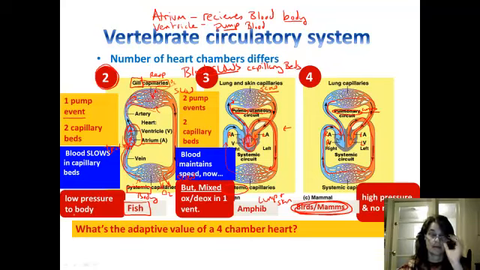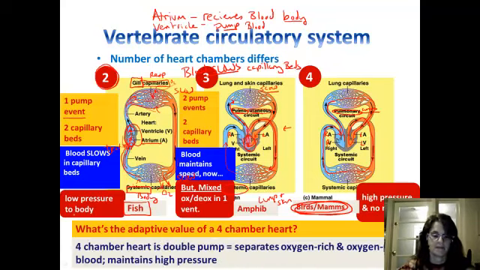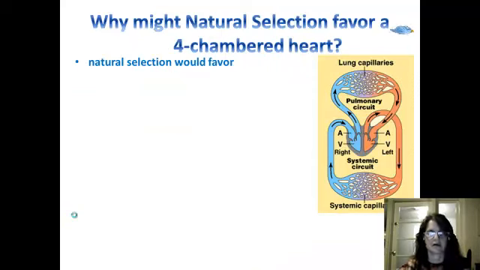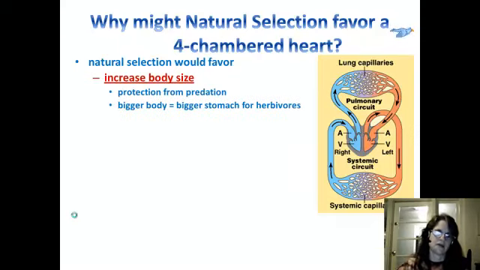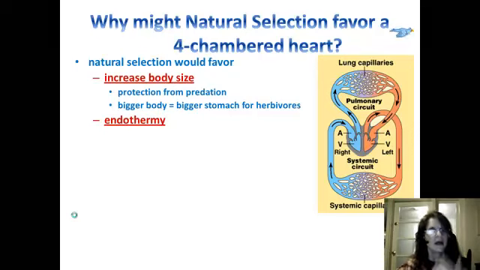So why is the four-chambered heart, why did natural selection favor that? Several reasons. Let's talk about those. Why would natural selection favor it? Well, at some point it seems apparent that natural selection was favoring an increase in body size. If you're bigger, you're less likely to get eaten. If you're an herbivore, you've got a bigger stomach to take in all that very hard to digest plant material, so you can be working on digesting it.